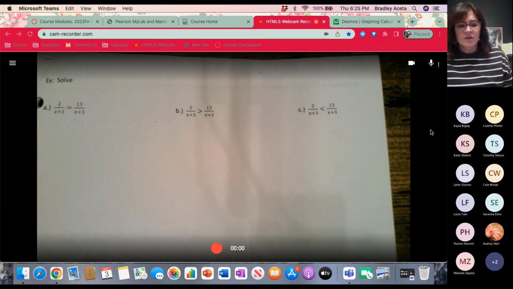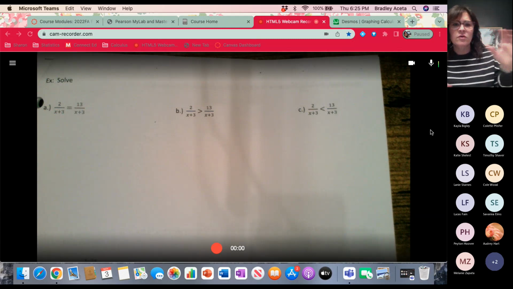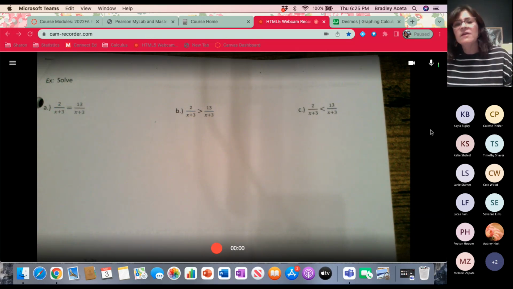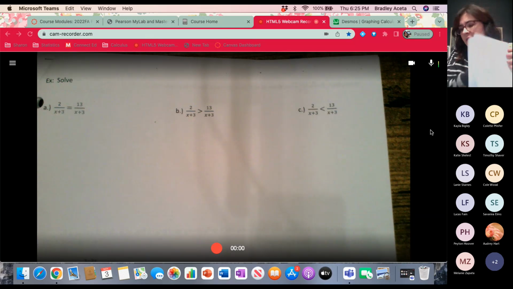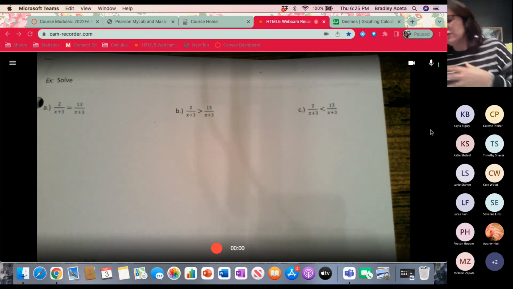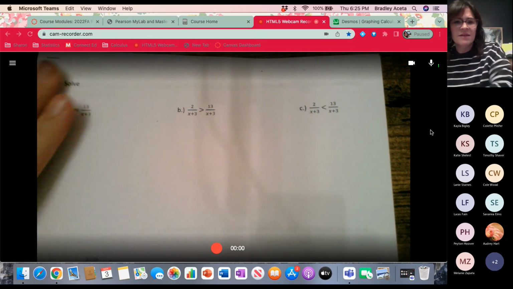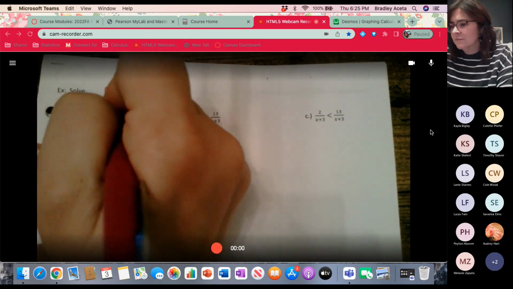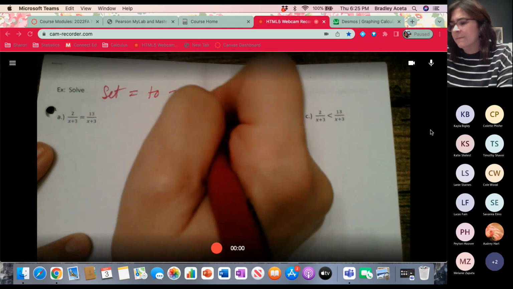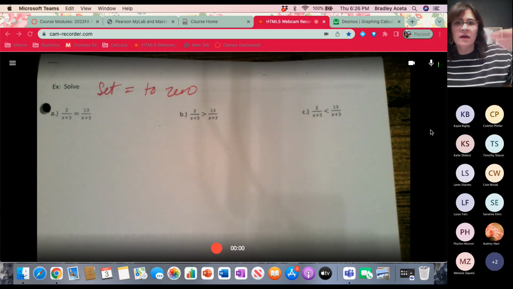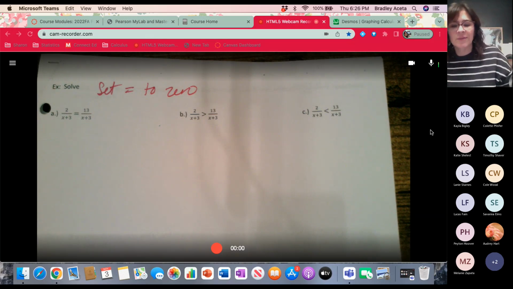They're going to give you a question on Pearson like this, where they say, okay, they love to do that. They give you 2 over x plus 3 equals 13 over x plus 3. When is 2 over x plus 3 greater than 13 over x plus 3? And when is it less than? Same idea of what we just did before, but let me make this easier for you when you get a question like this. The best thing to do is set this equal to 0, and make it so that you can look at the graph and look at the x-axis like we were just doing before. So here's what I mean.